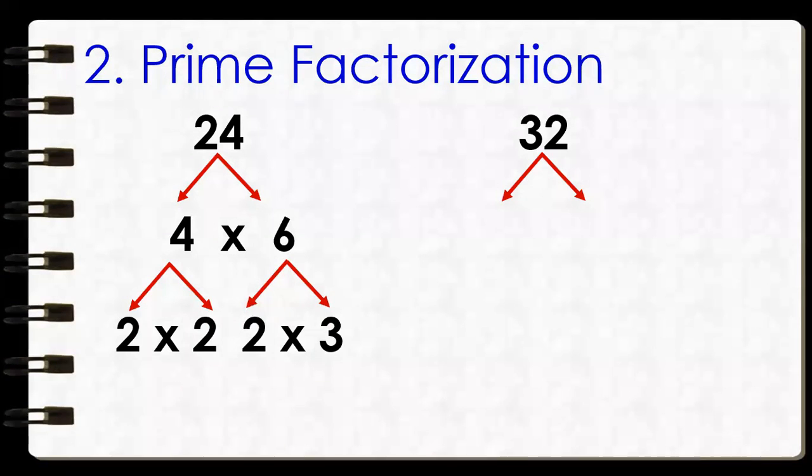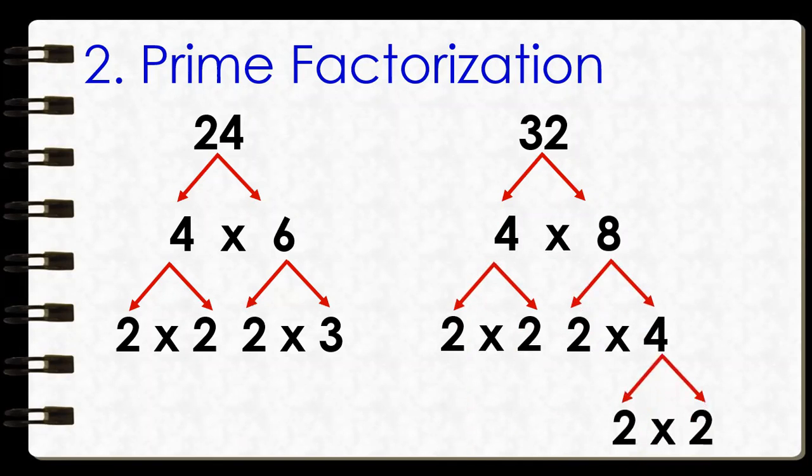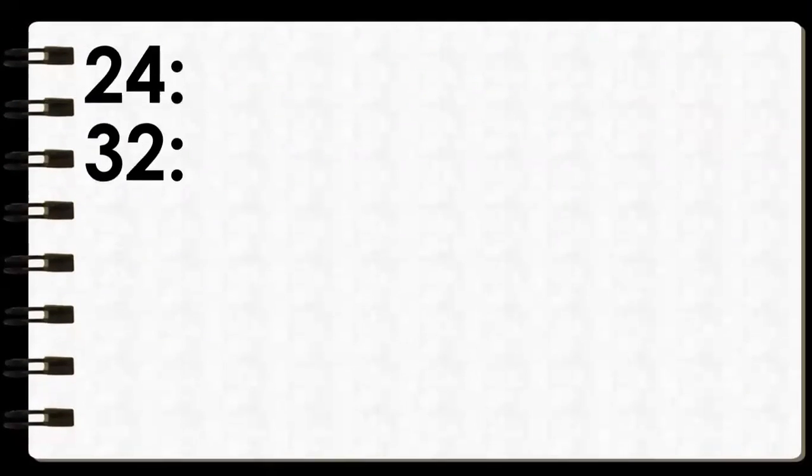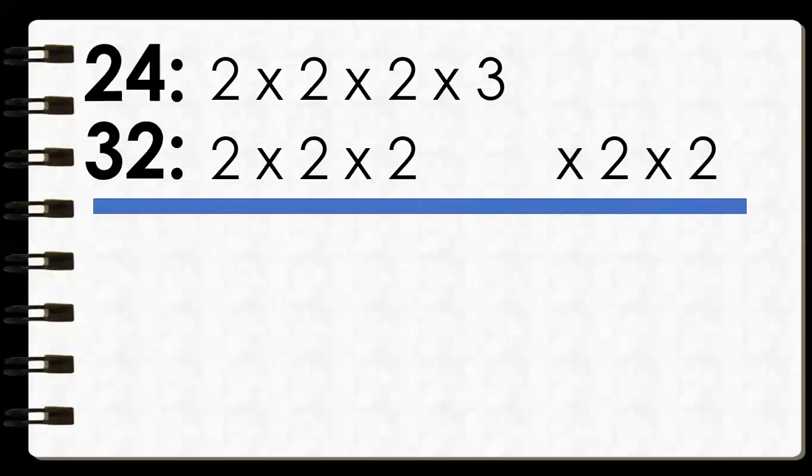Let's proceed with 32. We have 4 times 8. 4 is 2 times 2, and 8 is 2 times 4. Express 4 because that's a composite number. 4 is 2 times 2. Now, let's encircle the common factors between 24 and 32. We have 2, 2, 2, and let's list here on our screen. We have 24, 2 times 2 times 2 times 3. That's the prime factorization. For 32, we have 2 times 2 times 2 times 2 times 2.